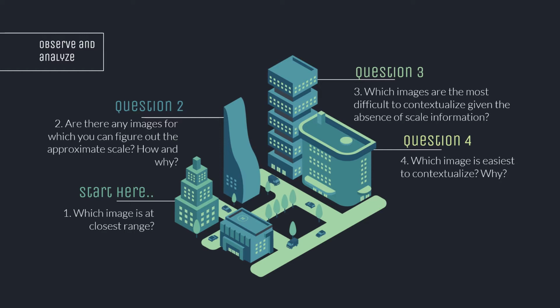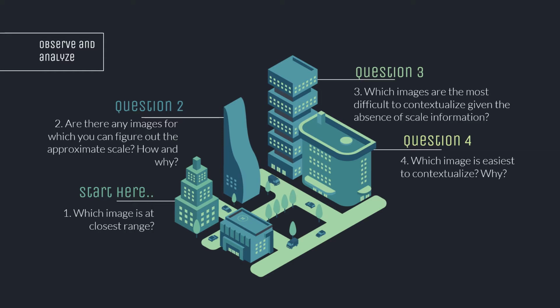Now we're going to go a little bit farther into our analysis. So which image of those 4 did you think was closest range? Are there any images for which you can figure out the approximate scale? Like, okay, this image approximately covers 100 yards of land or whatever, or 20 miles. How did you figure that out? Or like, how can you tell that?